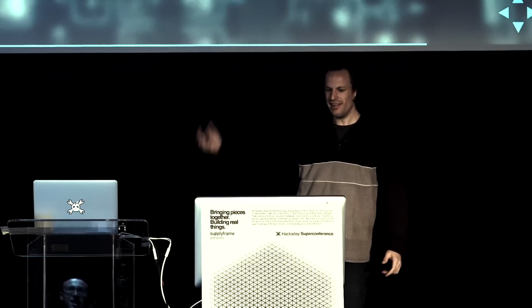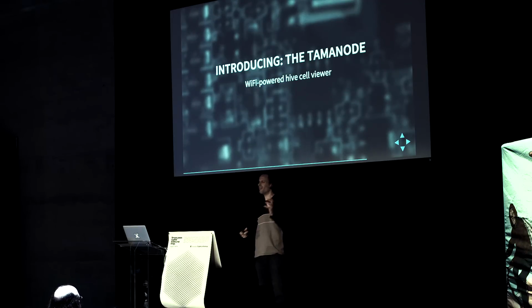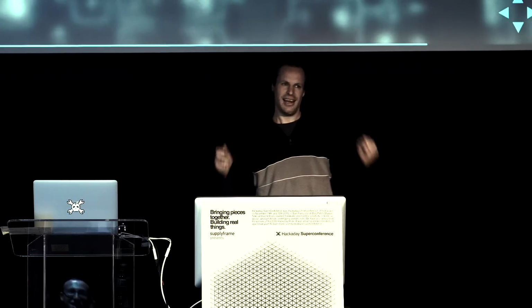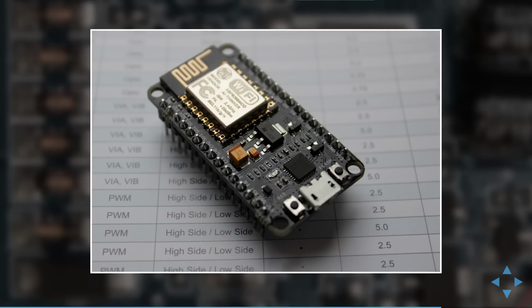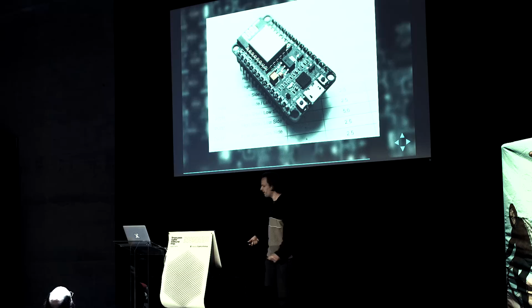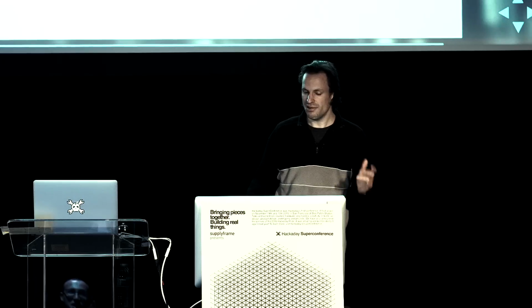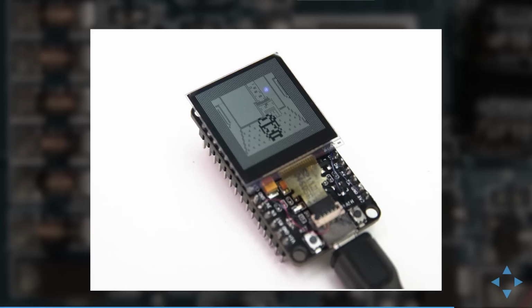Okay, so I'm going to introduce to you the Tama node. It's basically a Wi-Fi powered Hive cell viewer. So you have a little LCD and you can look at all your favorite Tamagotchis on there. You don't even have to press the buttons to feed them. It's awesome. And at first I was like, oh, this is pretty simple. I mean, you take a module with Wi-Fi on it. This is a module with a chip I somehow know very well. You take a random LCD. This is a really nice memory LCD from Sharp. And then you just basically take some duct tape and connect one to the other, and you have something.